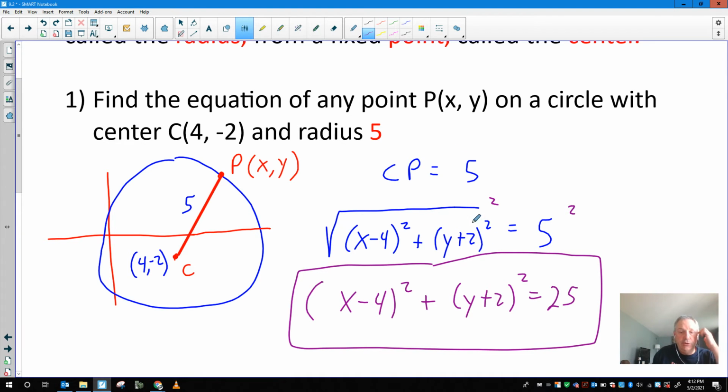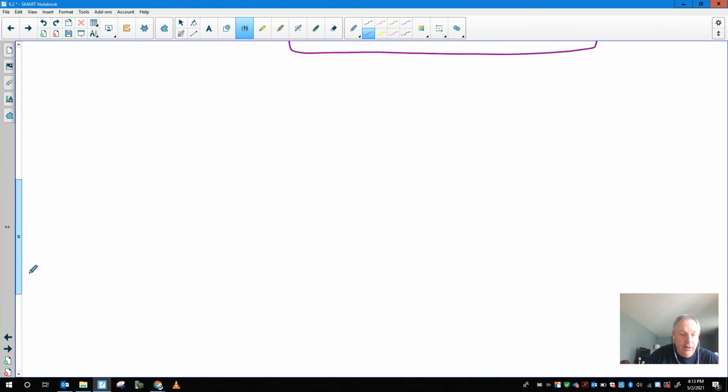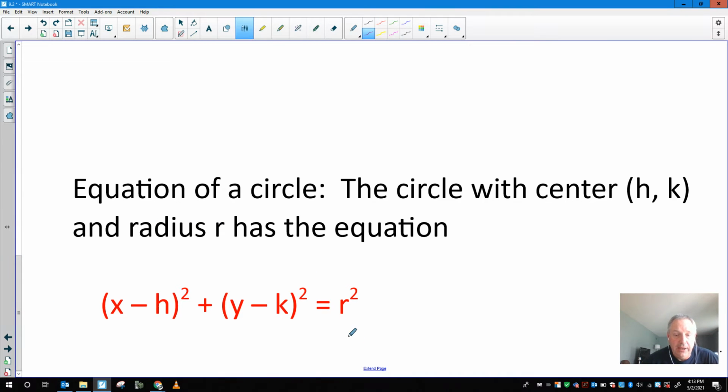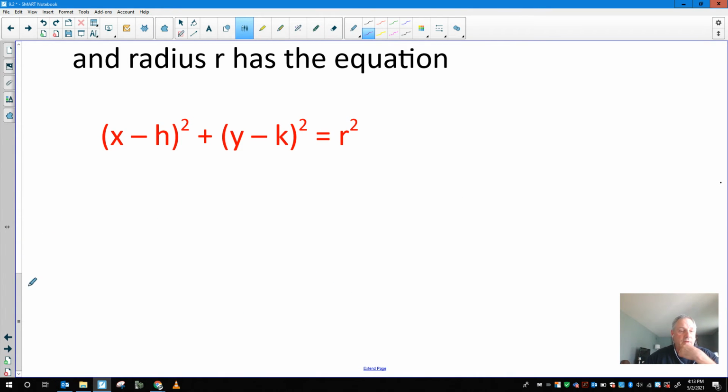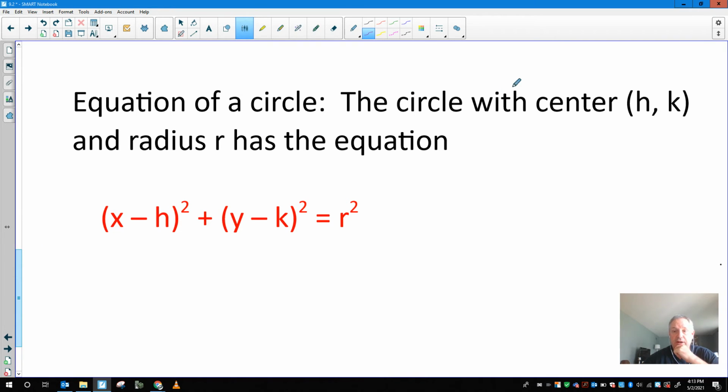Now, we don't want to have to do this process every time. So we have a formula that comes from just doing it in a generic sense. Like if I called the center h, k instead of 4, negative 2, and if I did the exact same thing with an h and a k in here, and instead of calling it 5, I just call it r, that's going to give me a generic formula. So I don't have to do that every time. So the equation of a circle with center h, k and radius r would be what we just did.